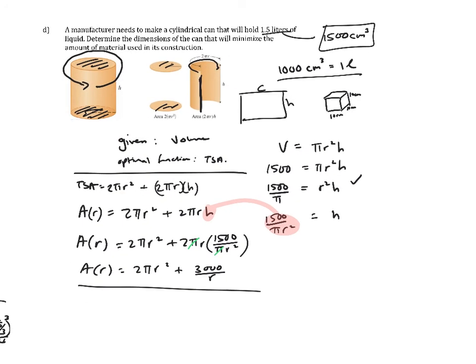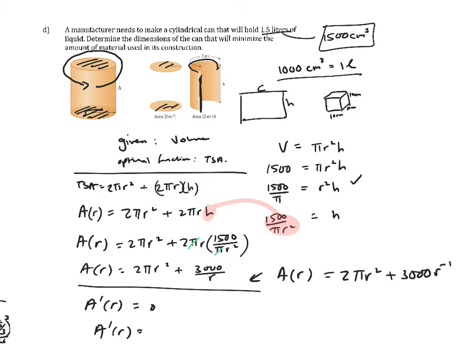Therefore, what are we going to do now? We're going to find the derivative of that A(r) and let that equal 0. So the derivative of A(r) is going to be, and you see there's again an r on the bottom, so A(r) is equal to 2 pi r squared plus 3000 r to the power of minus 1.